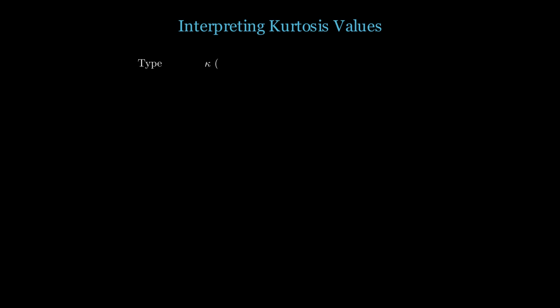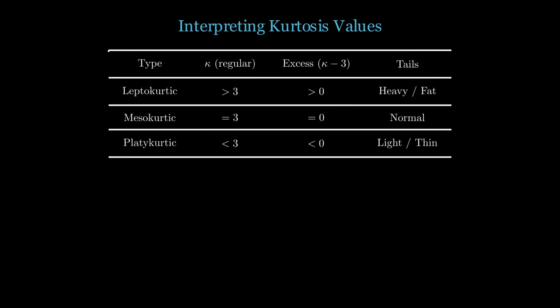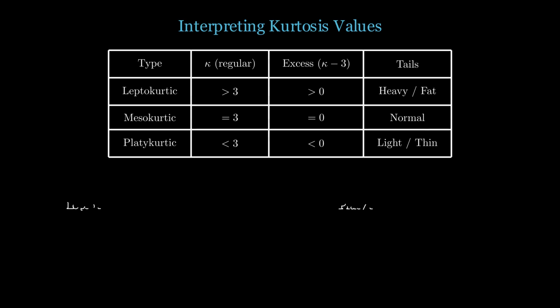Here's the reference table for kurtosis. Leptokurtic distributions have regular kurtosis greater than 3, excess kurtosis greater than 0, and are described as having heavy or fat tails. Mesokurtic is the normal baseline at kurtosis exactly 3, excess kurtosis 0. Platykurtic distributions have kurtosis less than 3, negative excess kurtosis, and thin or light tails.